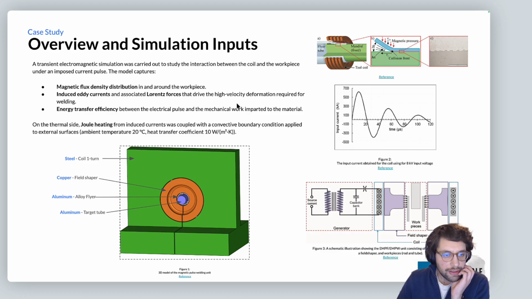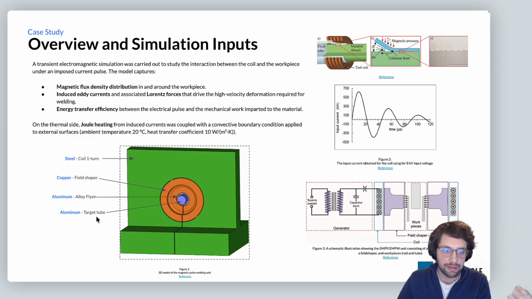So, the CAD model that we are working with today is what we have here represented. We have a steel coil made of one turn. We have our field shaper, which is made of copper. Now the field shaper's purpose is to help concentrate the magnetic pressure on the areas that matter on the flyer tube, which is going to fly at very high speeds and collide with the aluminum target tube and basically invoke the welding process.